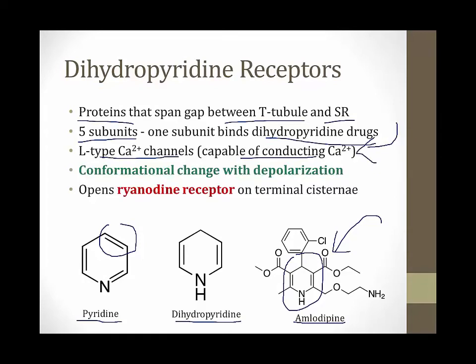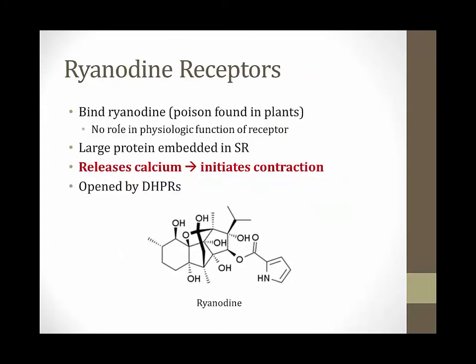Their only role in skeletal muscle contraction is to undergo a conformational change. Remember, they're proteins, and they change shape with depolarization. And when they do this, they open the ryanodine receptor found on the terminal cisternae, which is part of the sarcoplasmic reticulum, and this is their role in skeletal muscle contraction. Ryanodine receptors get their name because they bind ryanodine, which is a poison found in plants. But ryanodine has no role in the physiologic function of these receptors. This is just a confusing part of how these receptors got their name.